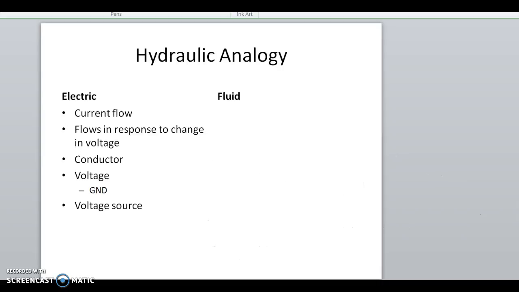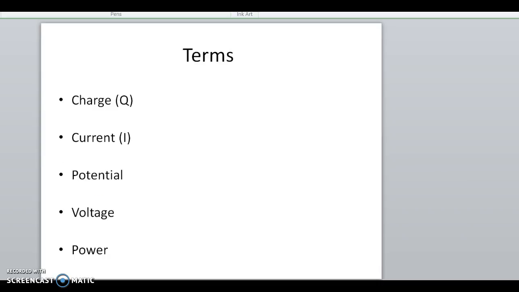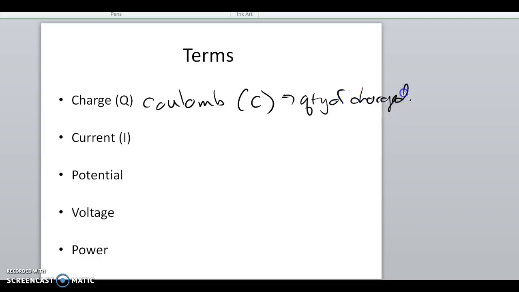Let's start with some definitions, like usual. First we have charge, which is shown with a Q, and its unit is the coulomb, which is C, big C. This is the quantity of charged particles.